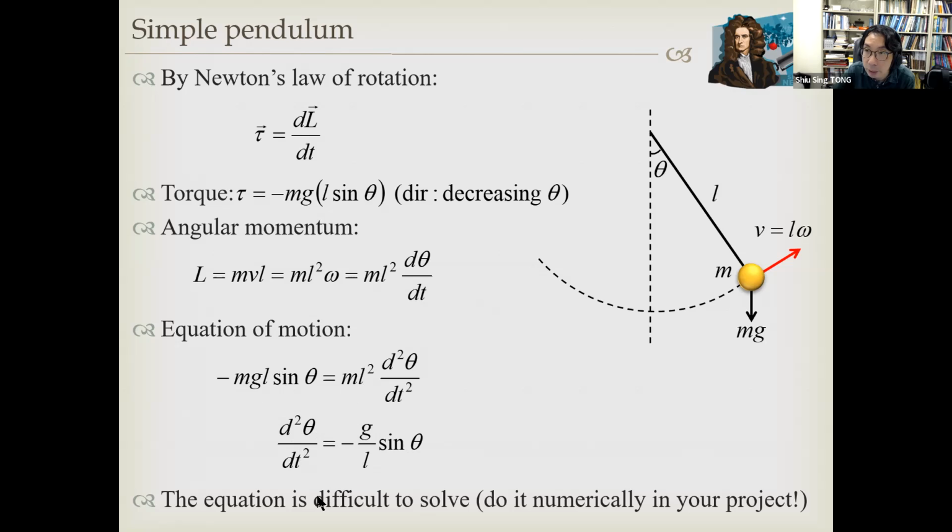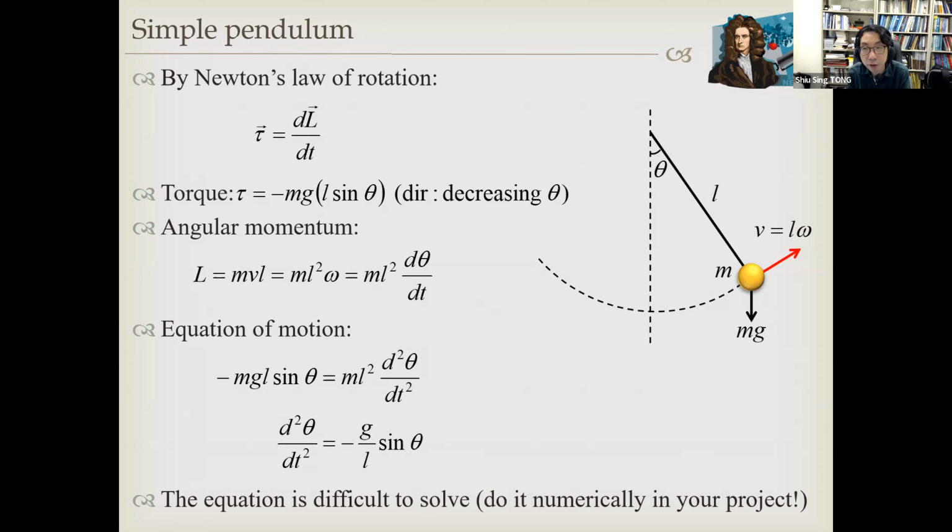Now, this equation is difficult to solve. It is solvable analytically, but difficult. You have to solve the angle theta as a function of time in terms of some special function known as the elliptic function. The elliptic function is a difficult mathematical function which you haven't learned before. Now, I'm not going to teach you those difficult functions because they are beyond the scope of this course.